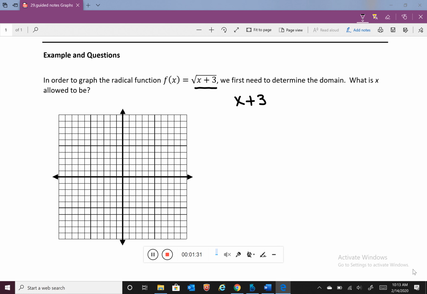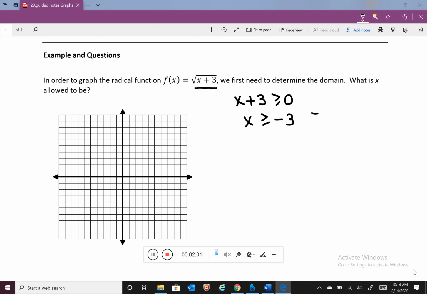So that means x plus 3 has to literally be greater than or equal to 0. So we want to solve for x. That means x is greater than or equal to, and think about what we have to do with that 3 to have it moved away from x. So we need to subtract that, and 0 minus 3 gives us negative 3. So negative 3 is our starting value.